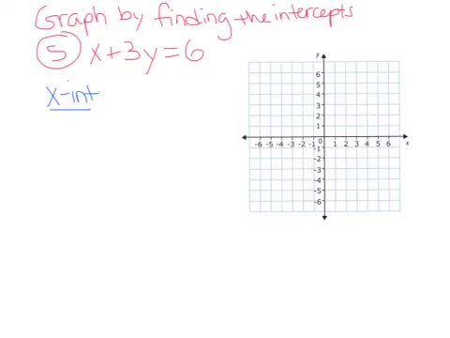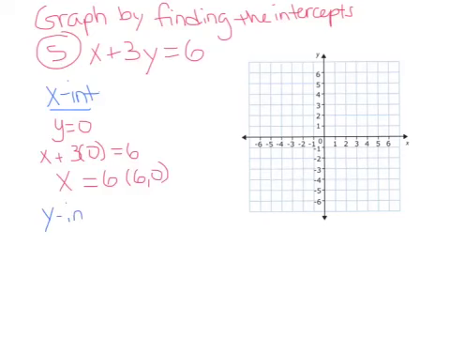Just like in all the previous problems, to find your x-intercept, you must set y equal to 0. So you're going to end up getting x plus 3 times 0 equals 6. Since 3 times 0 is 0, you're going to end up just with x equals 6. So your x-intercept will be at the point 6, 0.